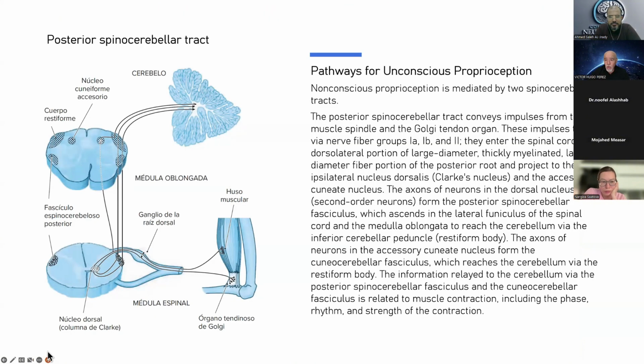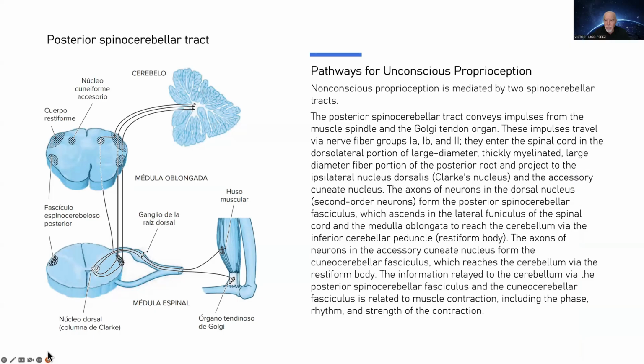Pathways for unconscious proprioception. Non-conscious proprioception is mediated by two spinocerebellar tracts. Here we have what is named the posterior spinocerebellar tract. This tract conveys impulses from the muscle spindle and the Golgi tendon organ. These impulses travel via nerve fiber groups 1A, 1B, and 2. They enter the spinal cord in the dorsolateral portion of large diameter.